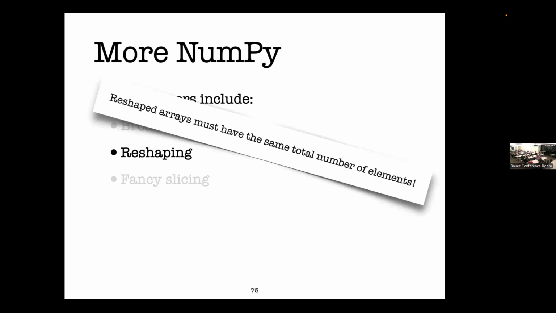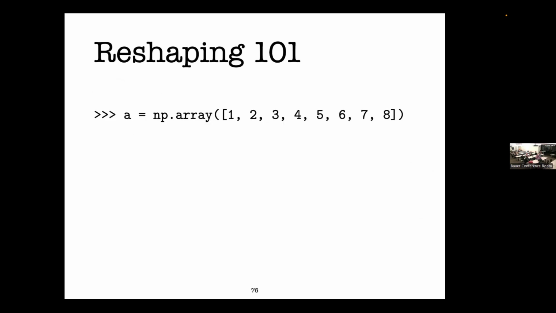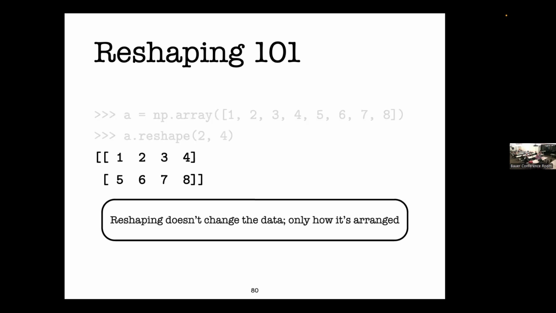So arrays must have a total number of elements, that's it. I don't care about the shape or size, okay? So if you have elements 1 to 8 here, and you say, oh, I want to reshape it to be 2, 4, what happens is it keeps the same number of values, but it just changes how it looks. So that's reshaping, changing the arrangement.